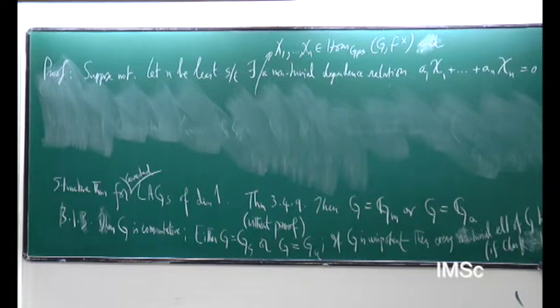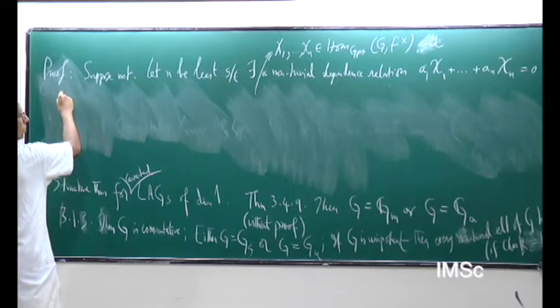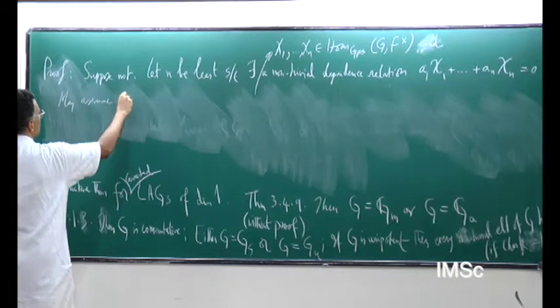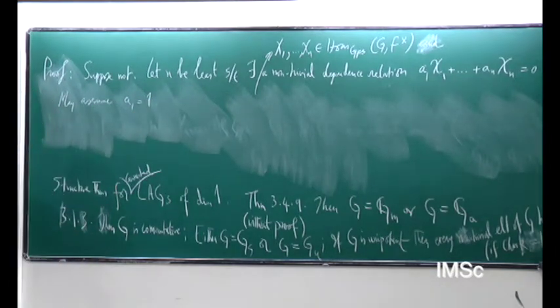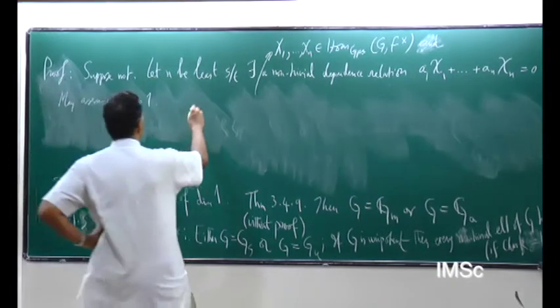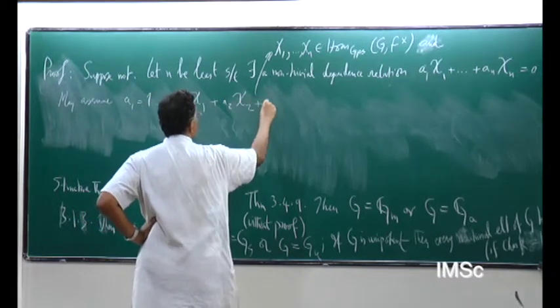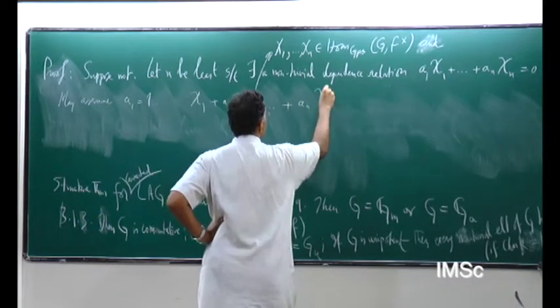So we may assume a1 is equal to 1, because, as Arghya correctly points out, none of them is 0. In particular, a1 is non-zero, and so I can multiply by a1 inverse. So let's write it out: chi1 plus a2 chi2 plus ... plus an chi-n equal to 0.